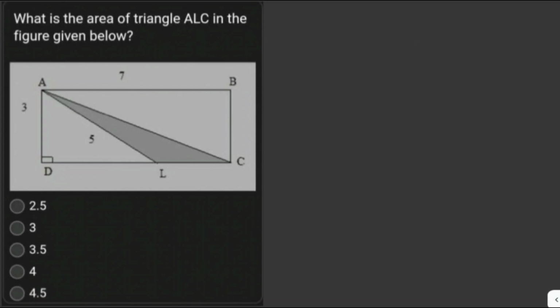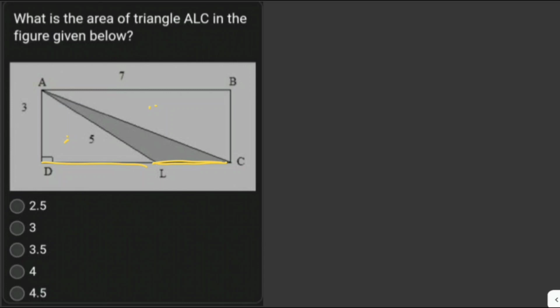Some problems here. What is the area of triangle ALC in the figure given below? So there are two ways to solve this problem here. We can either solve for the area of the rectangle and then subtract the sum of these two triangles from the area of the rectangle, or we can find the length of LC by finding the length of DL first using the Pythagorean theorem, and we can solve for the area of triangle ALC.